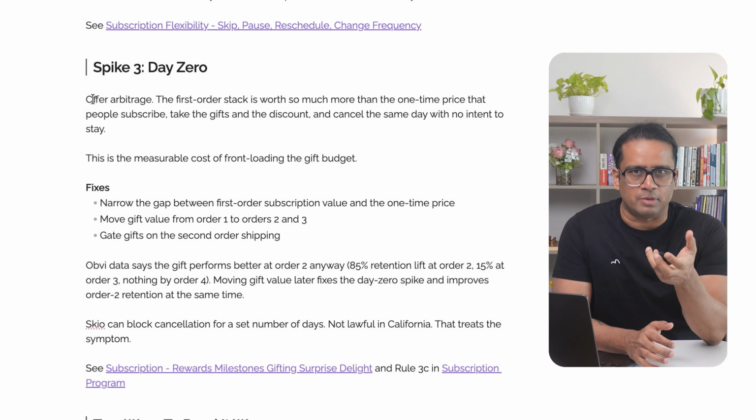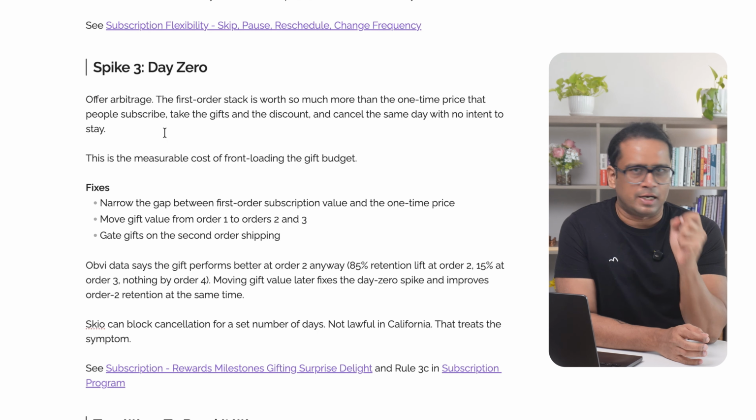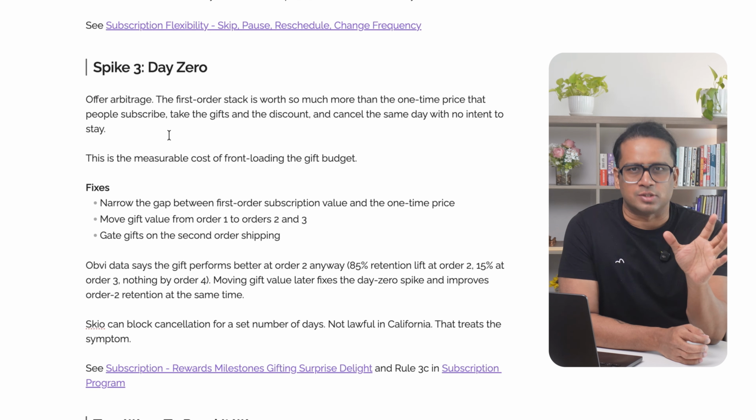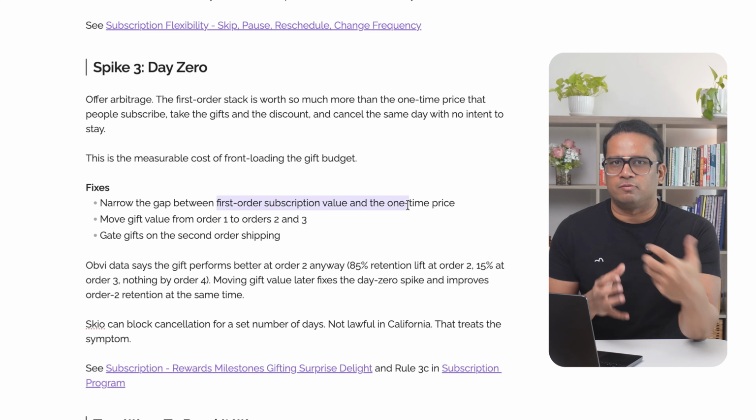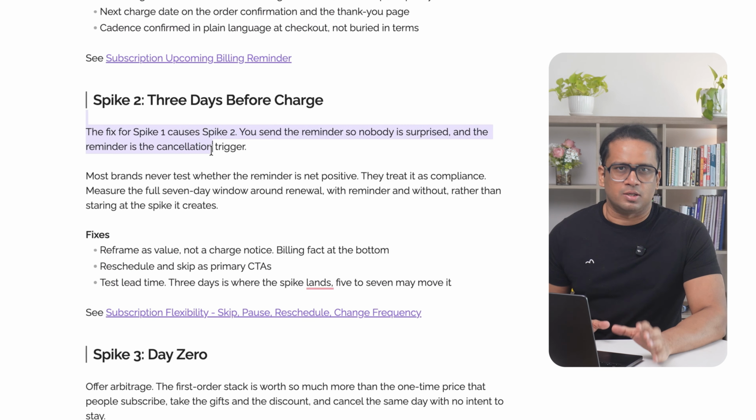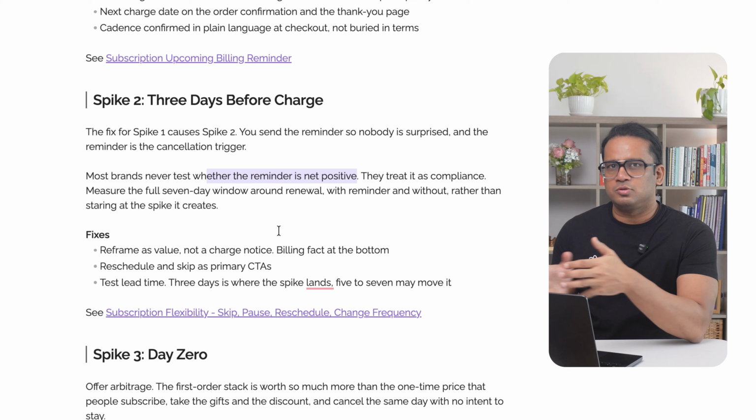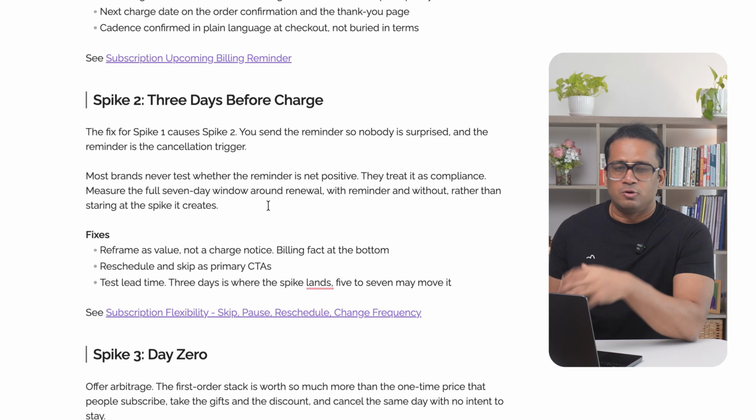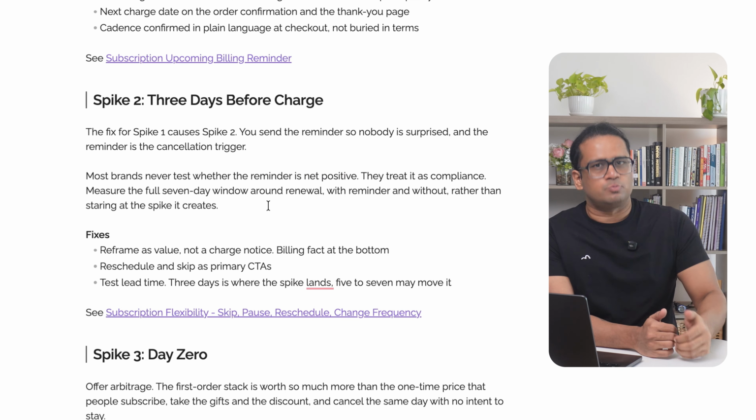Somebody landed on your product page, saw the subscription was worth more than buying once, took the discount and the free gift, and cancelled before they closed the tab. The broad fix is to make the first order worth less and the second order worth more. Now look at day 27. Day 27 is when the brand emails you about the charge 3 days ahead. That email exists so nobody gets surprised, and it does the job. It also moves a chunk of the cancellations 3 days earlier. You do not want to delete that email. You change what it says and what it asks people to do.